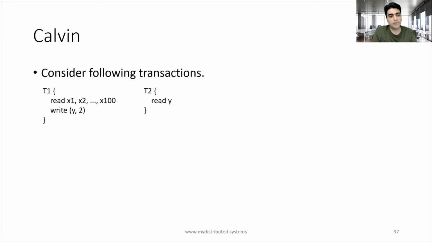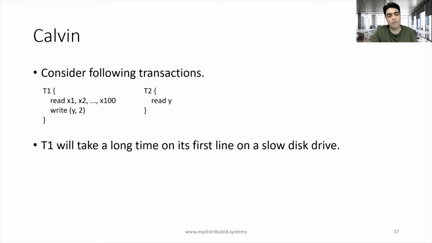But in deterministic locking, we cannot do that. In deterministic locking, all locks must be acquired at the beginning before executing the transaction. So T1 will get all the locks x1, x2, x100 and y. And suppose T2 comes, but T2 cannot be executed until T1 finishes, because T2 cannot get the lock for y. And this is a problem when we are running our transaction on a slow drive.